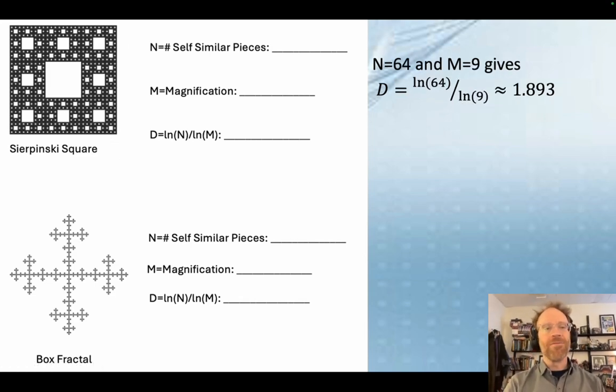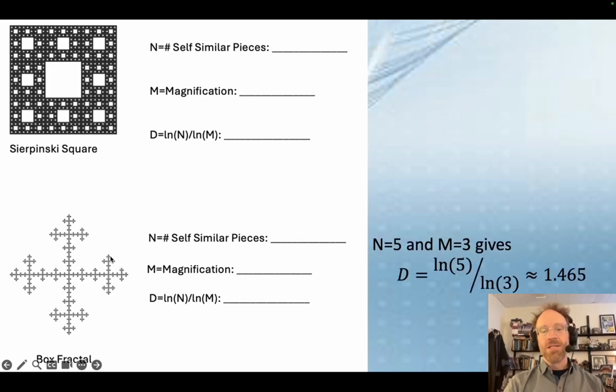If you were brave and did it for another, there's 64 at the 1/9 stage, these little ones I talked about before. And again, log 64 over log 9 is 1.893 again. The box fractal. Well, I can see 5 self-similar pieces right off. What's the magnification for each of those 5? Well, take a line here, they'd be 1/3, so the magnification is 3. So we get n equals 5 and m equals 3. This thing has dimension 1.465.